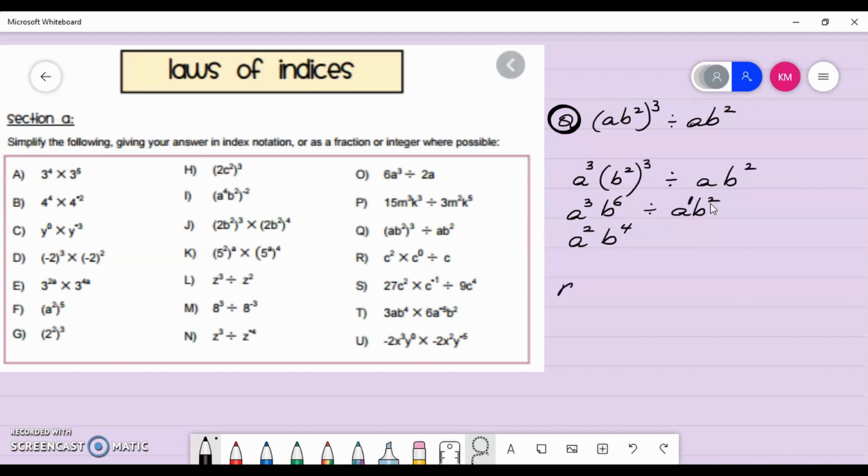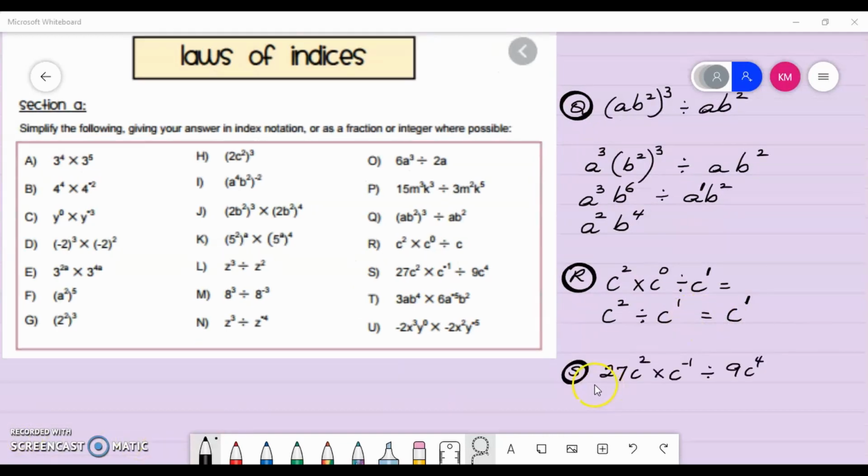Next, I have c² multiplied by c⁰ divided by c. Okay, so we know that here is understood to be 1. So let's work our multiplication part first. So it's going to be c to the power 2 plus 0, which is 2, and that is going to be divided by c to the power 1. When we are dividing, we take away our indices, so it's going to be c to the power 2 take away 1, which is 1.